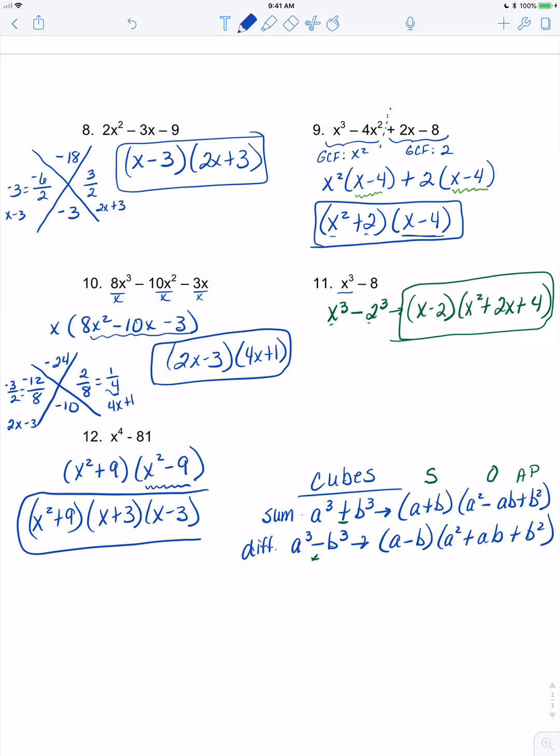So make sure you always factor those completely. Always watch and see if you can factor it some more.